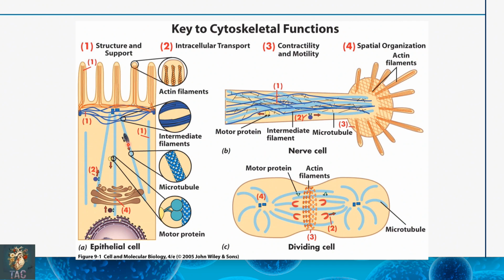Then you can see the intermediate filaments which are present, which give the structural support, and then you can see the microtubules are also present, which are acting as the cargo, the motors. These are the microtubules which are moving the different parts from one direction to another. In this you can see the intracellular transport. Here you can see the motor proteins which are attached to the intermediate filaments, the spatial organization of the actin filaments, and here you can see the motor proteins, the actin filaments are attached to them.